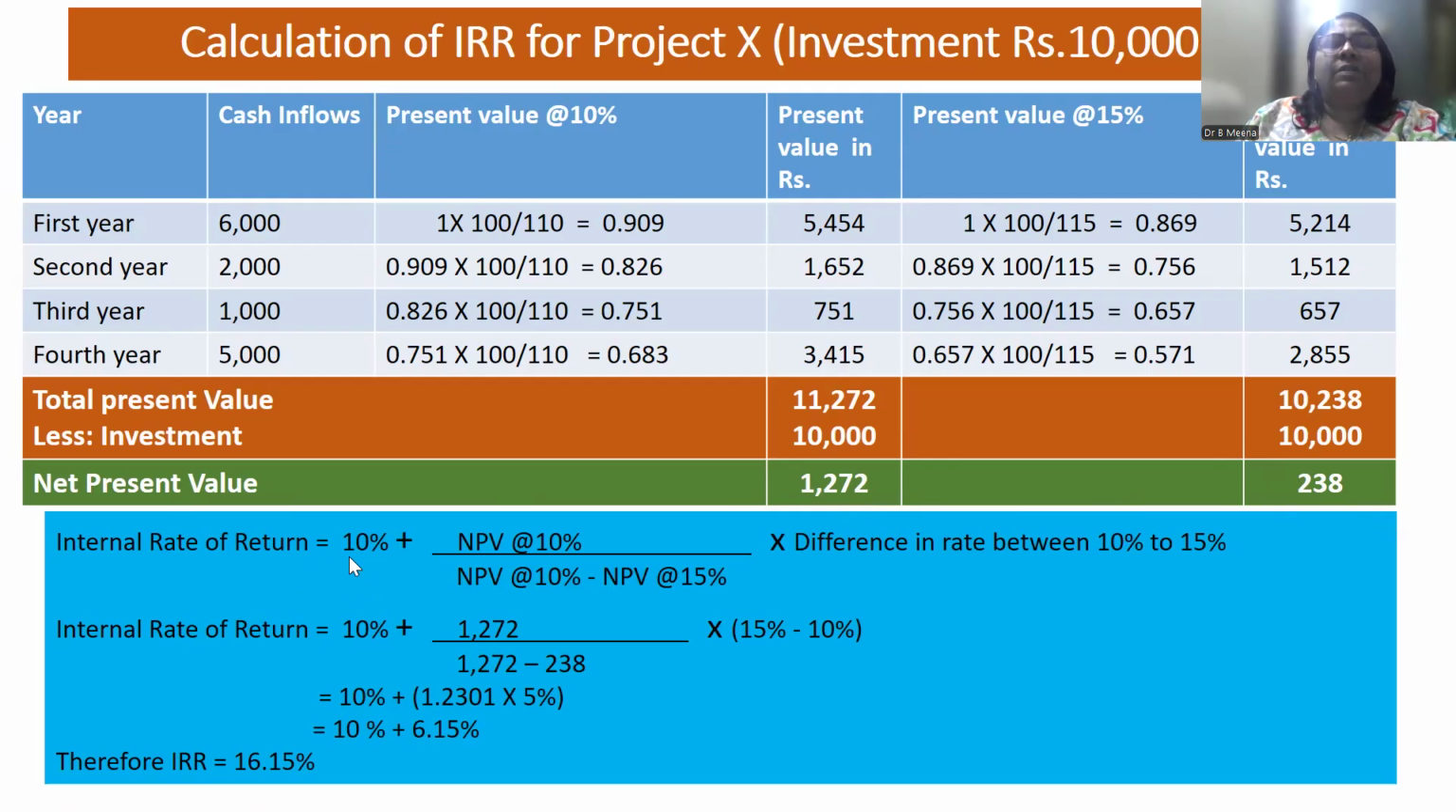So what is the lowest discount rate I mentioned as per this problem? 10%. So 10%, and the NPV at 10% value is how much? 1,272, divided by NPV at 10% minus NPV at 15%. So 1,272 minus 238, into 15 minus 10%, so 5%. Do this calculation and you will get the answer 1.2301. If you simplify this, 1.2301 into 5% gives me 6.15%, plus 10%, 16.15% is your IRR.